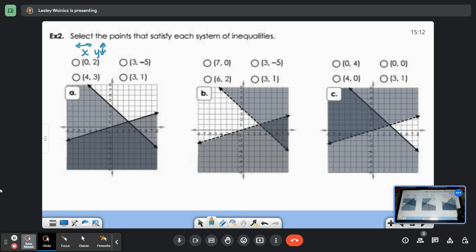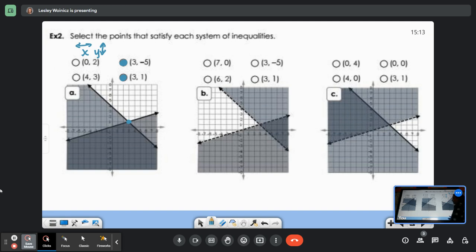So that's a no. All right, what about the point 3, negative 5? Yes, it's shaded twice. Good. What about 4, 3? No. Correct. What about 3, 1? Yes, why? Because it's on the shaded. It's on 2 shaded boundaries, so it is shaded twice. Good. Okay, any questions about that one?